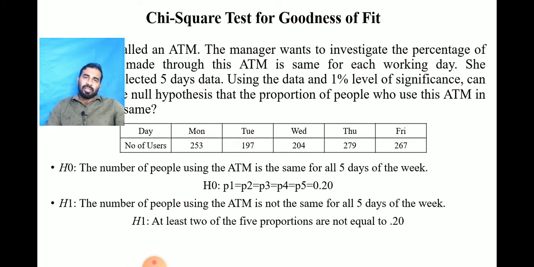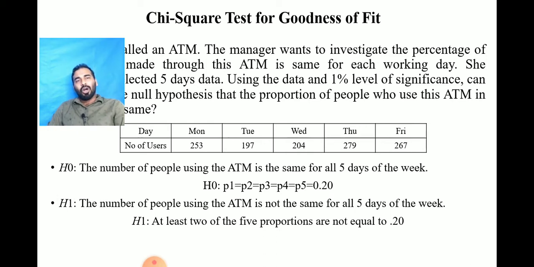So the first step in our hypothesis testing is to specify the null and alternative hypotheses. What is the null here? The number of people who use this ATM is the same on all 5 days of the week. On all these 5 days, the number of people using this ATM is almost one and the same. Whereas the alternative hypothesis is that the number of people who use this ATM is not the same on all 5 days of the week.